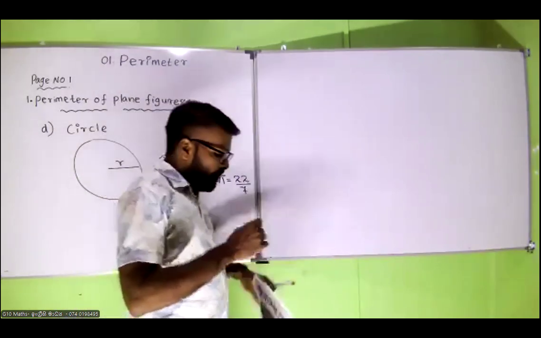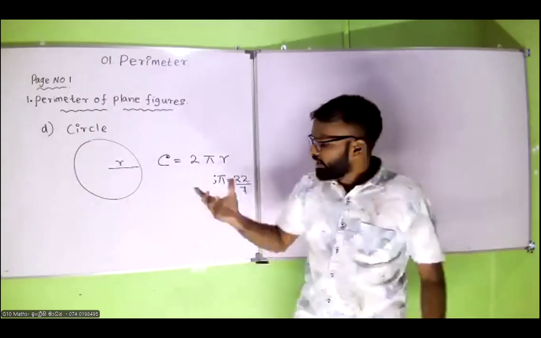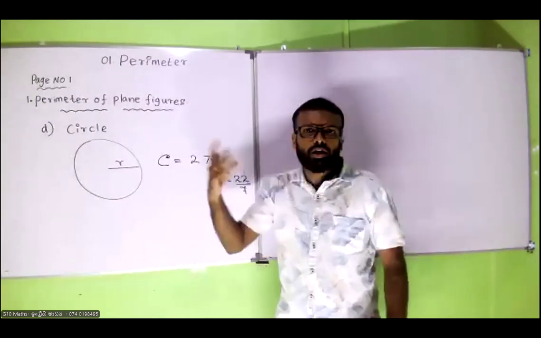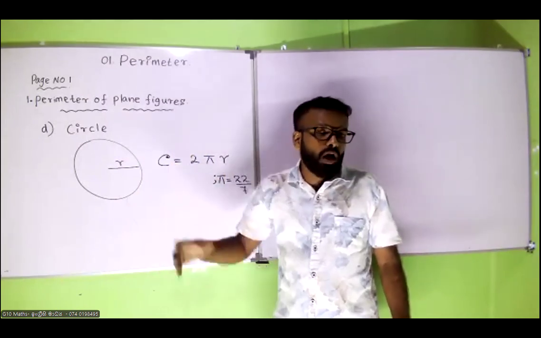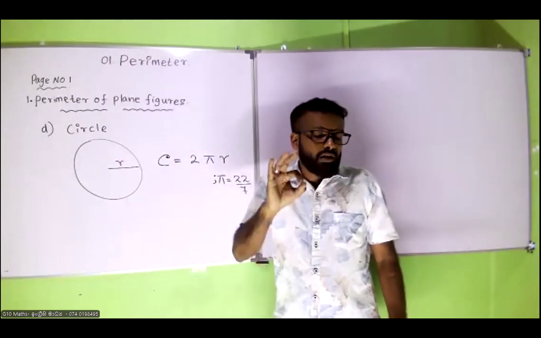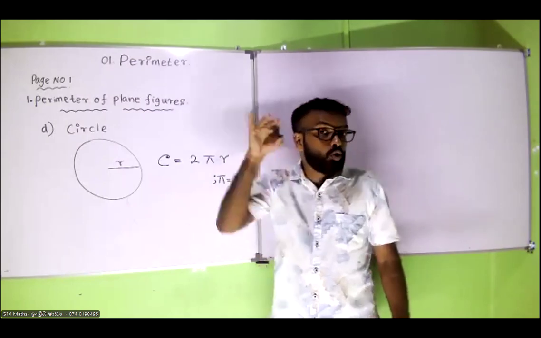But in the exam, normally they would give this. Pi equals 22 over 7, or pi equals 3.142 and so on. But no one needs to give that to you guys.